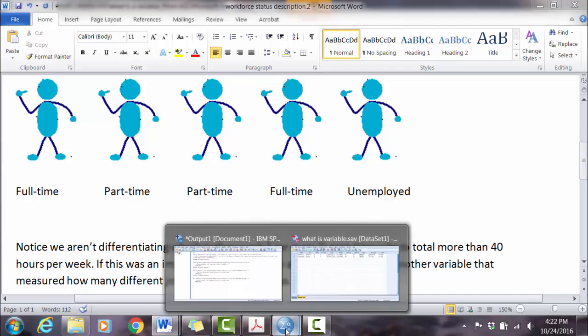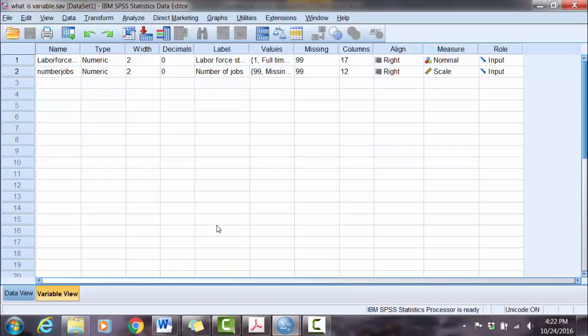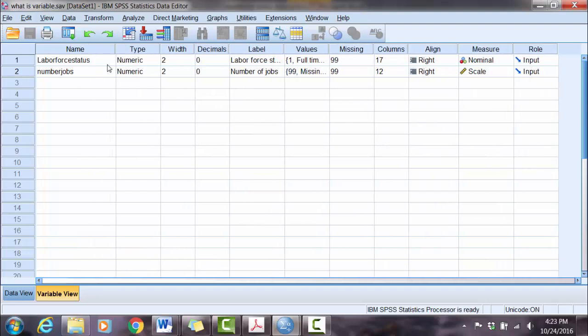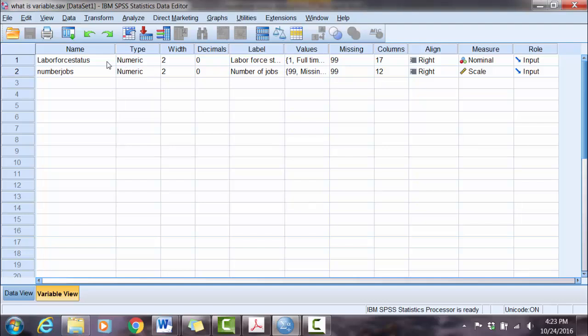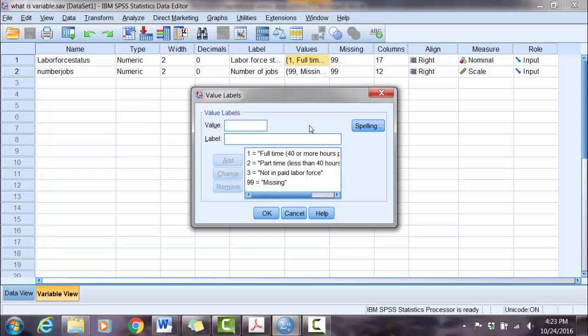And then one last way to look at that, to connect it to what this would look like in SPSS. In the variable view screen, we have the variable labor force status and then the variable number of jobs. So, let's go back to here, this researcher looked at labor force status, and the way that they did that was they just distinguished full-time, part-time, not in the paid labor force, or unemployed. And then 99 is missing. So these were the categories they used.